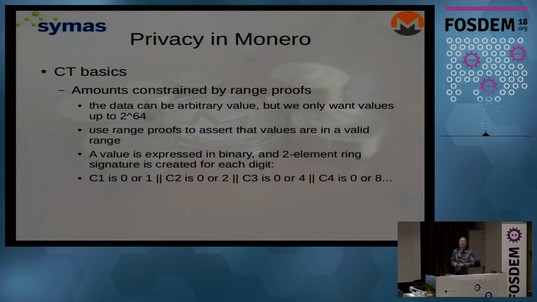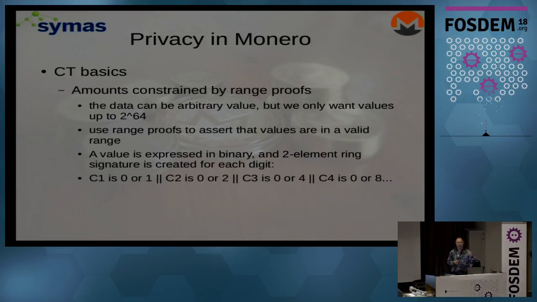There's another complication to this, which is even though you can assert that A plus B equals zero, without certain constraints it's possible for you to choose some very large numbers that, when added up, will wrap around in integer arithmetic. This was actually a bug that occurred in the Bitcoin network early on, back in 2010.